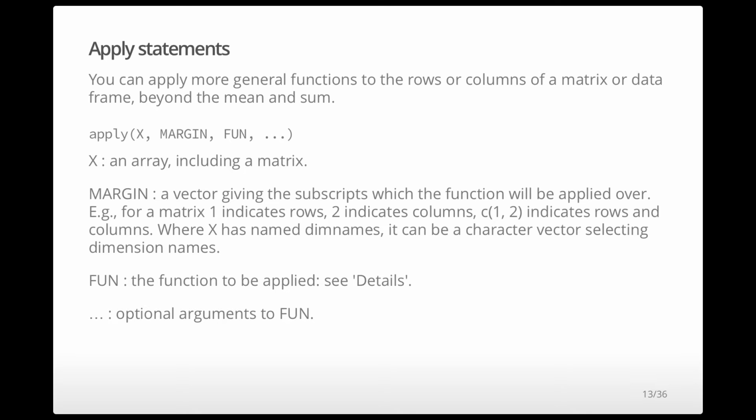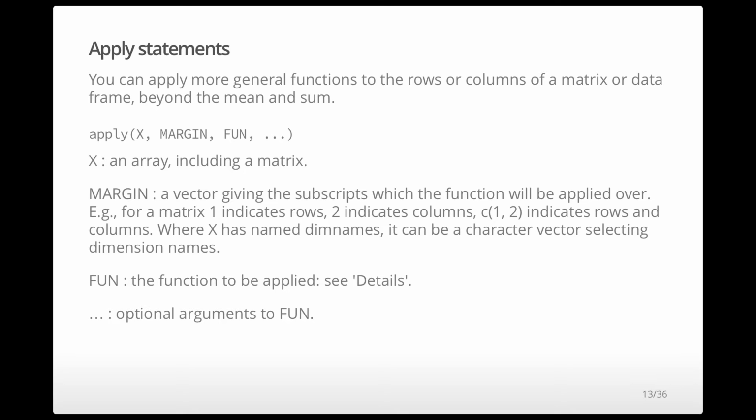And computes that function over and over again. So the arguments are apply X, an array including a matrix, right? So this can also be a data frame. Margin, so margin, you usually put 1 or 2. 1 if you want to go over the rows, 2 if you want to go over the columns. The way you remember that is you go back to subsetting. What is the first index in subsetting? It goes rows, comma, columns. Rows is 1, 2 is column. So 1 indicates rows, 2 indicates columns.